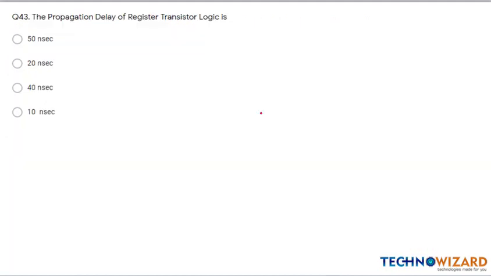Question number 43, the propagation delay of a resistor transistor logic is, this is a product question, therefore 50 nanosecond is the correct answer. Please see my logic family video where I have given a table for these propagation delays for different logic families.